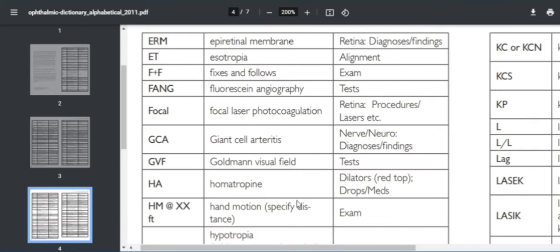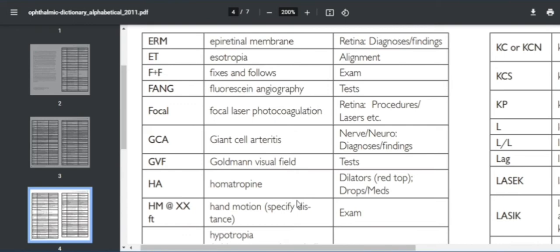F plus, fixing and following, is also an examination procedure for children. FANG, that is fluorescein angiography. Focal laser in the retina; I think in macular disorders this focal laser is used. GCA, giant cell arteritis, neuro-diagnosis. I don't know much about it, but you should know the short form. GVF, there is the Goldmann visual field.